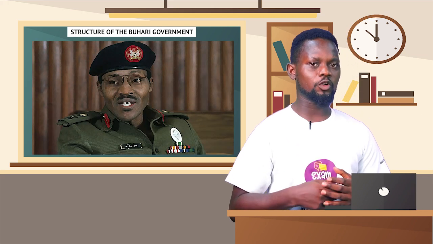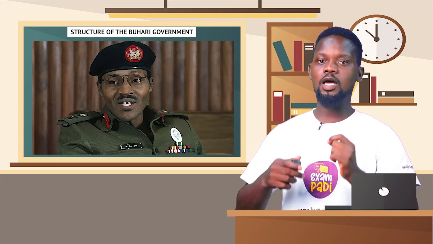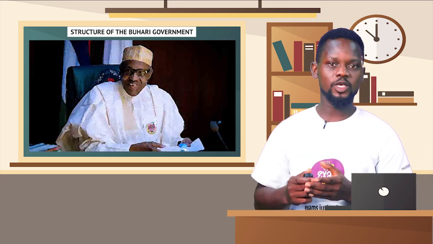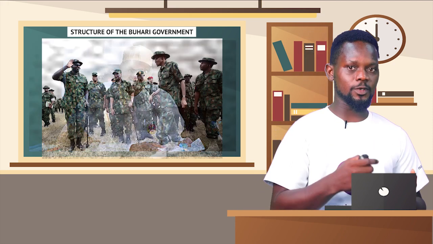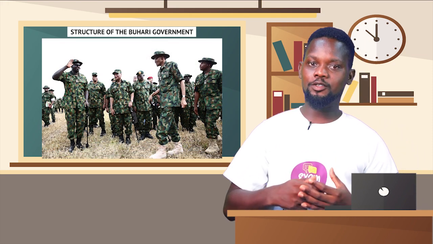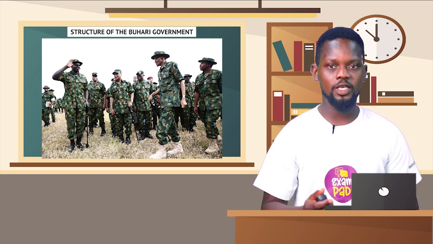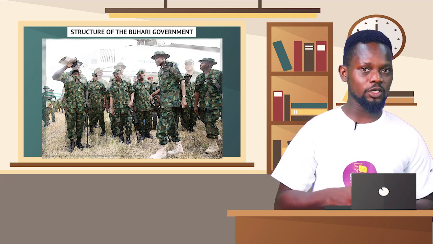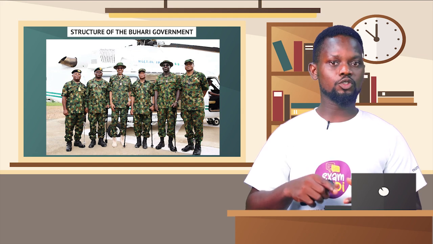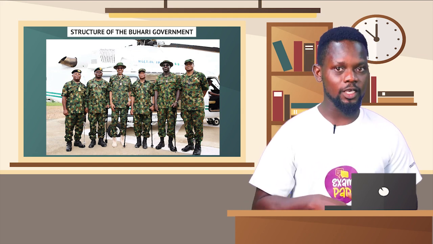The Buhari administration follows the structure of the Murtala Obasanjo regime. Thus, at the apex of government was the Supreme Military Council, comprising 16 senior military officers, the Inspector General of Police, the Director General of the Nigerian Security Organization, and 3 civilians, namely the Attorney General of the Federation, Secretary to the Military Government, and Head of Civil Service.